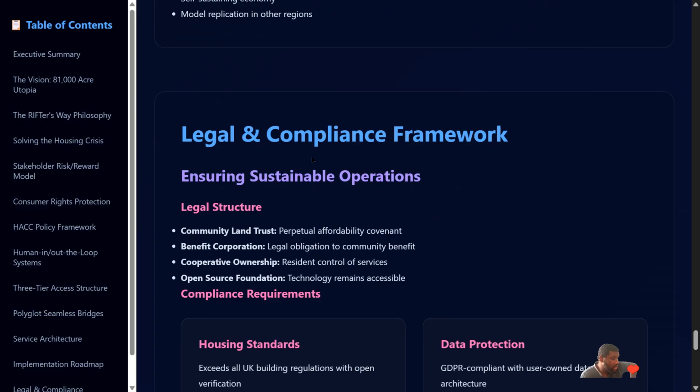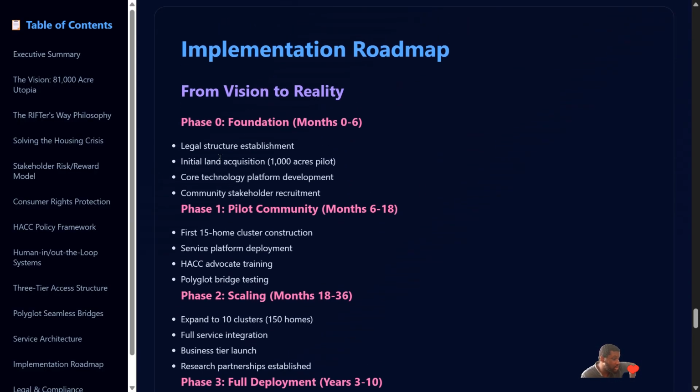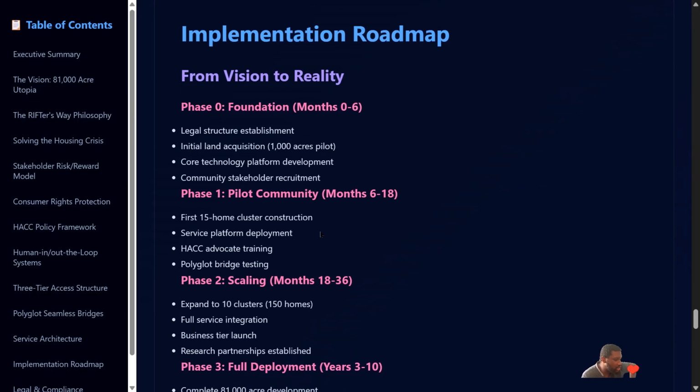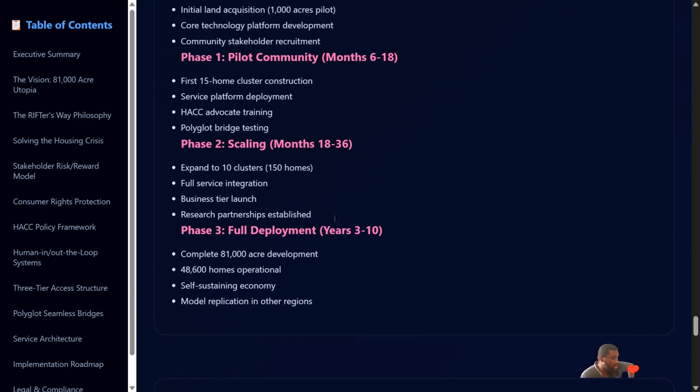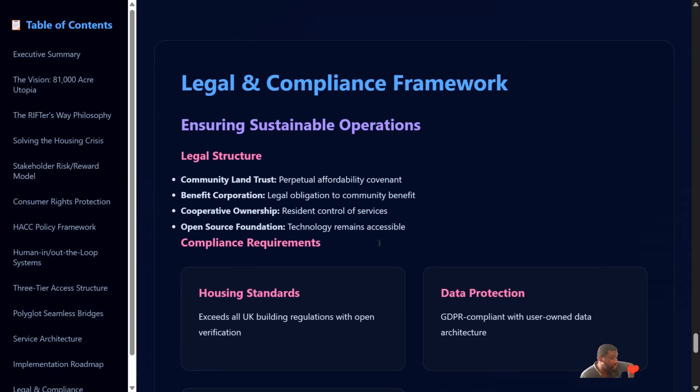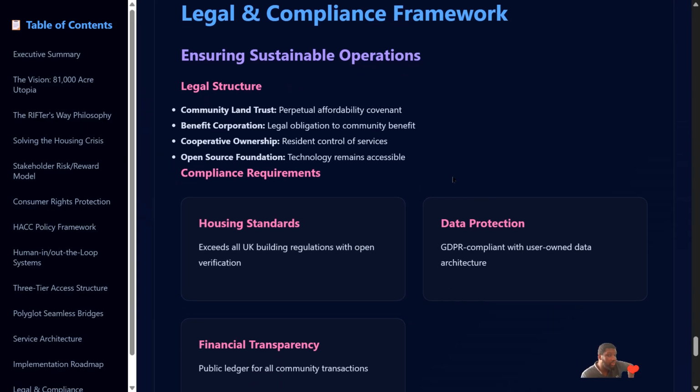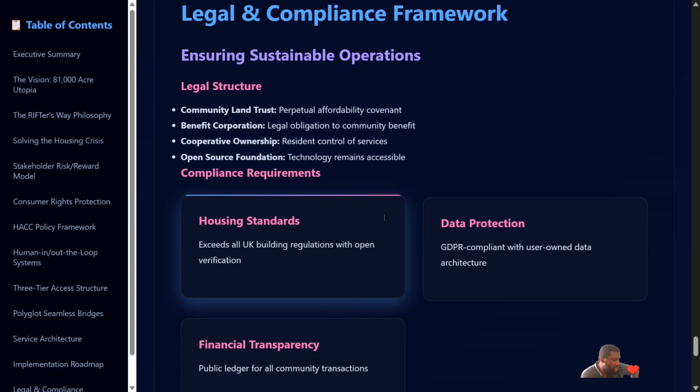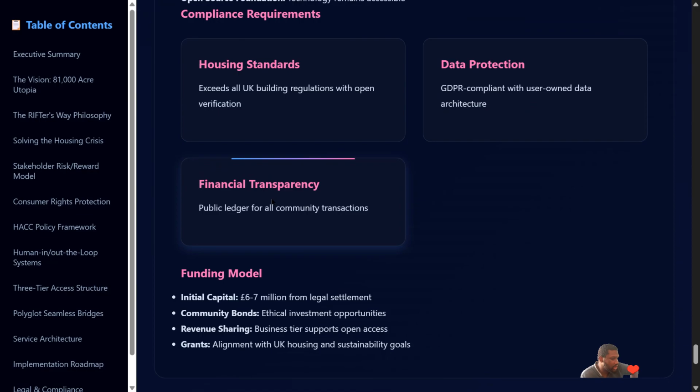And then we've got the legal compliance. This is just a milestone, a legal structure establishment. We will establish the structure. You can see on the GitHub page it says OpenAccess Legal. Platforms, community stakeholders, 15 homes, and then 10 more clusters, 150 homes. Now we've got housing standards, data protection, and financial.